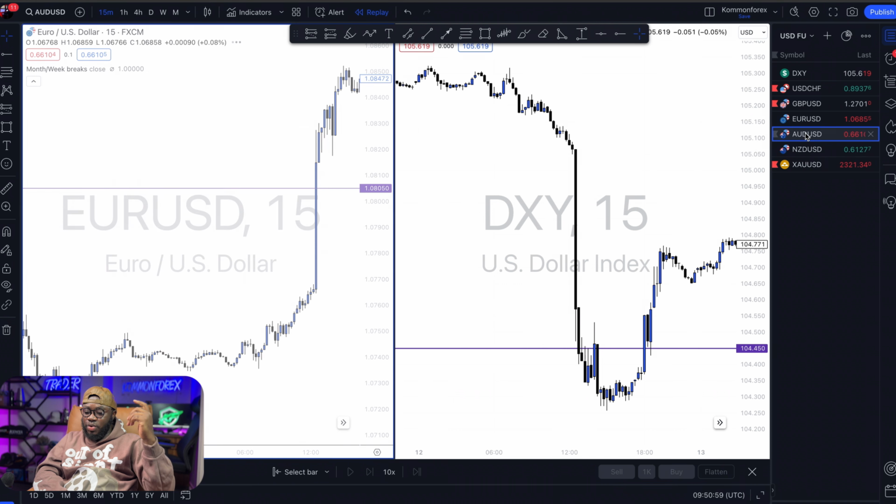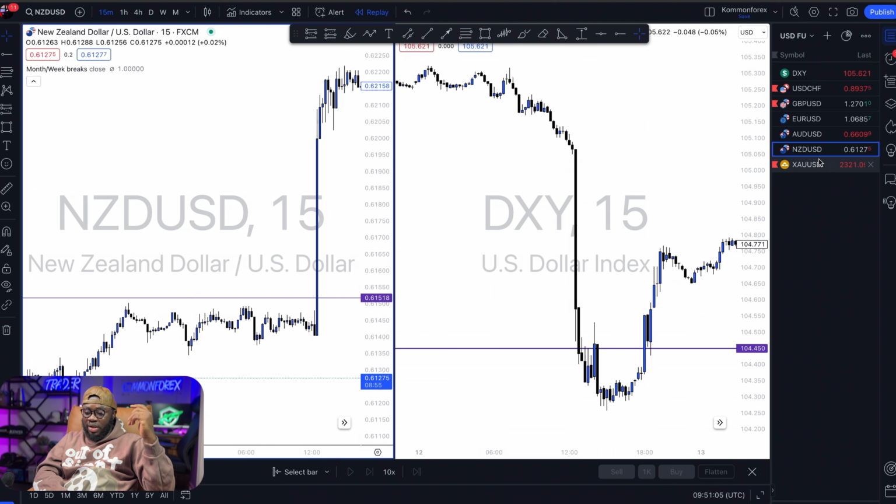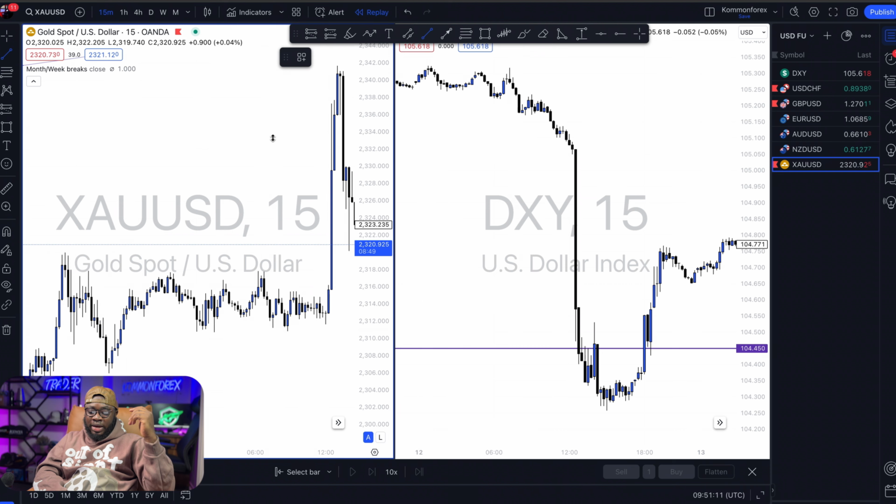And then when you go to AUD USD, look at what happened on AUD USD: consolidate, rise, consolidate, drop. Let's look at NZD USD, same thing. And now let's look at gold. Beautiful move on gold. It actually also aligned with my technical.